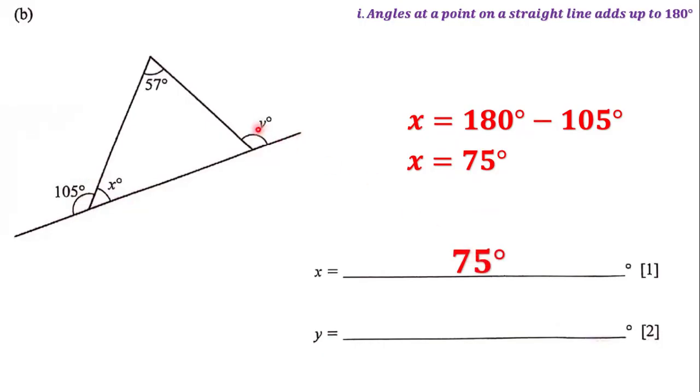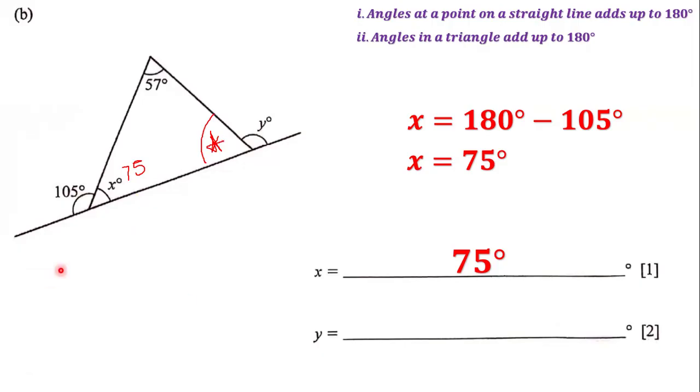Now, what is y? Well, how can we figure out the size of angle y? Well, what we do know is that this right here is 75, that's x, right? That's what we know. But let's figure out what this angle is.